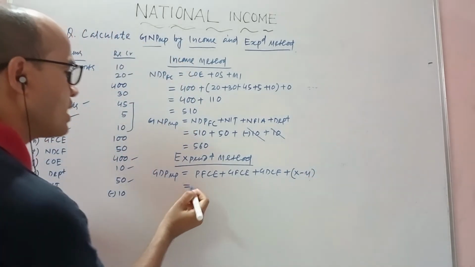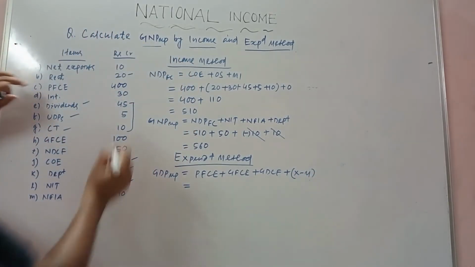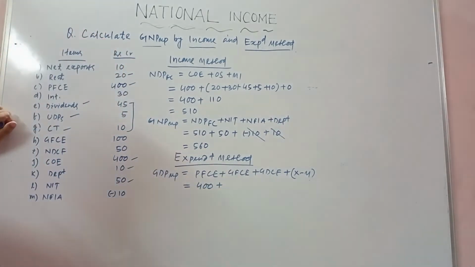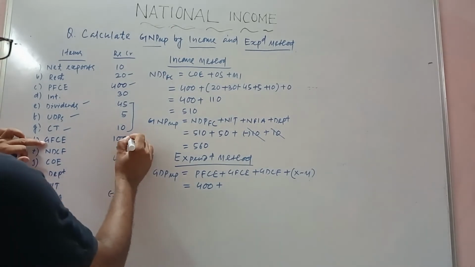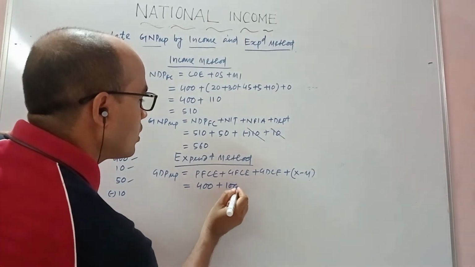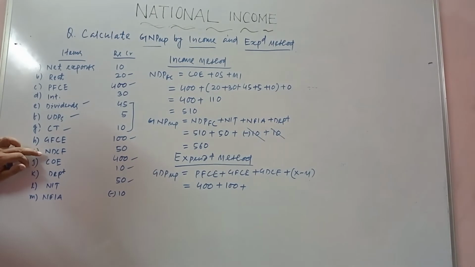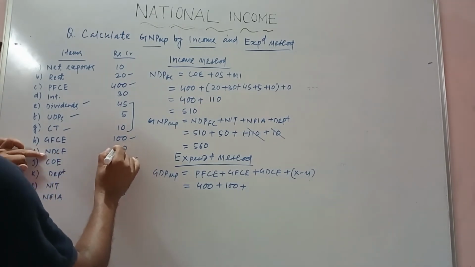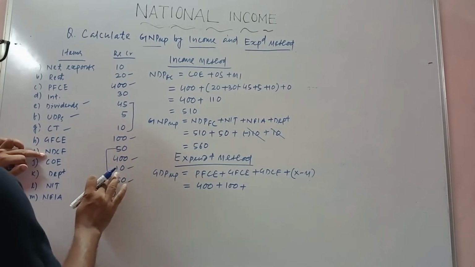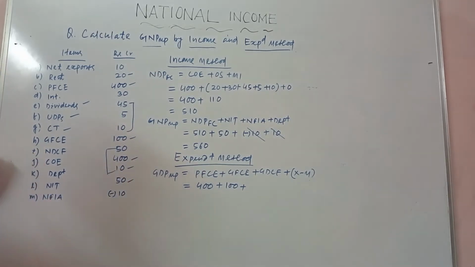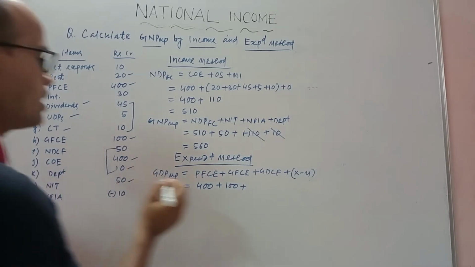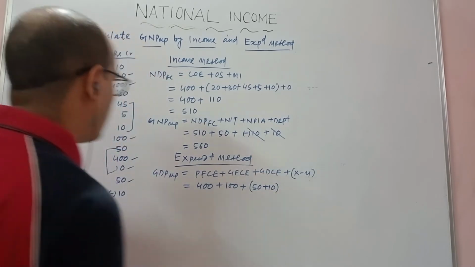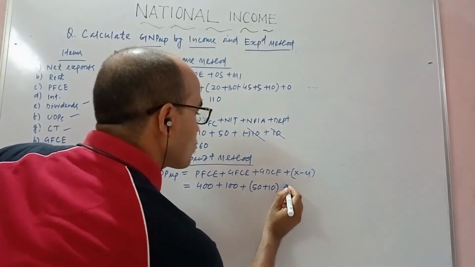PFC is given how much in this question? PFC is given 400. After that, GFC is given 100. GDCF is not given, but NDCF is there. If you add the depreciation to NDCF, you can find out GDCF. NDCF is 50, and after that 10 is your depreciation. Then you find out GDCF, and net export is mentioned how much?